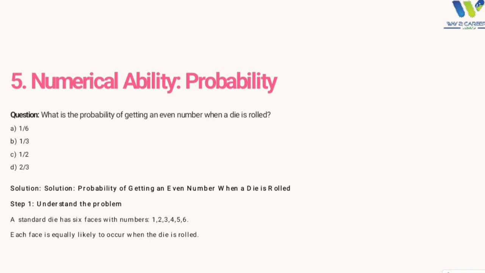What is the probability of getting an even number when a die is thrown? When a die is thrown, what are the actual possibilities? How many total possibilities are there? There are 6. The outcome may be 1 or 2 or 3 or 4 or 5 or 6, right? Only up to 6. Now, total outcomes are 6.